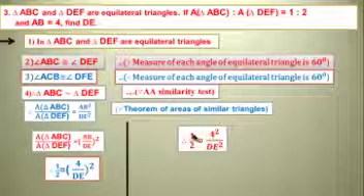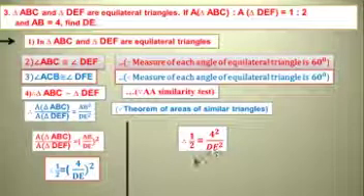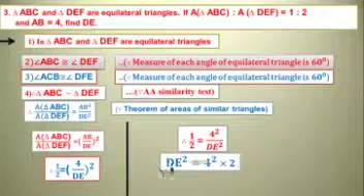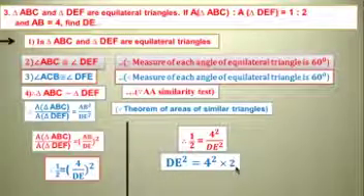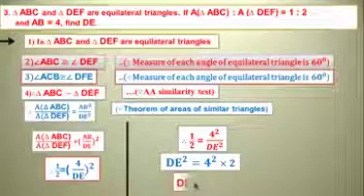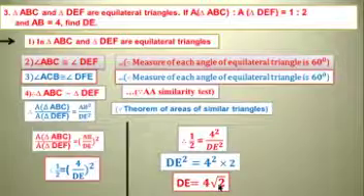Therefore, 1 by 2 is equal to 4 square divided by DE square. Therefore, DE square is equal to 4 square multiplied by 2. Taking square root of both sides, DE is equal to 4 root 2.